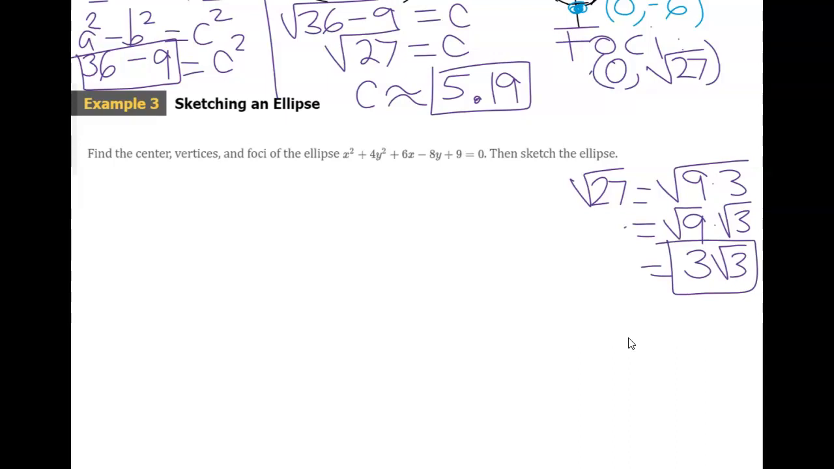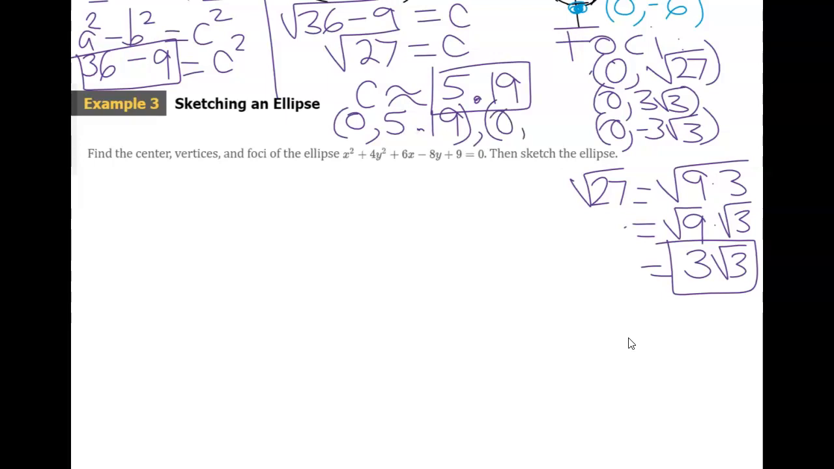So that will be 0, comma 3 square root of 3 and 0, comma negative 3 square root of 3. Or you could also say 0, comma 5.19, for example, if they were to require an approximate answer and round it to the nearest hundredth, and also 0, comma negative 5.19. So those are some variations of how you can enter the foci based on what the question is asking you to do.